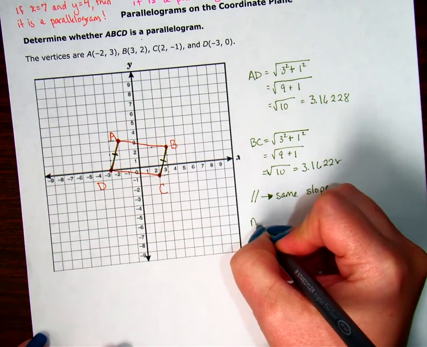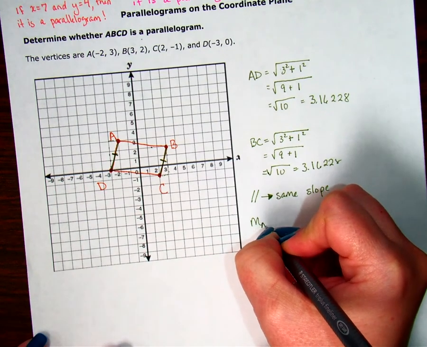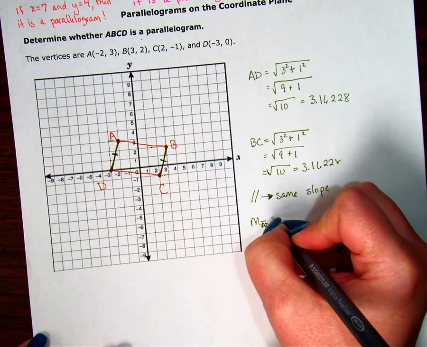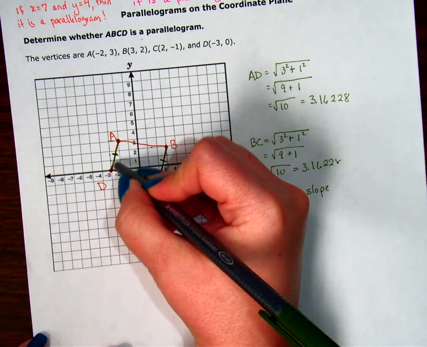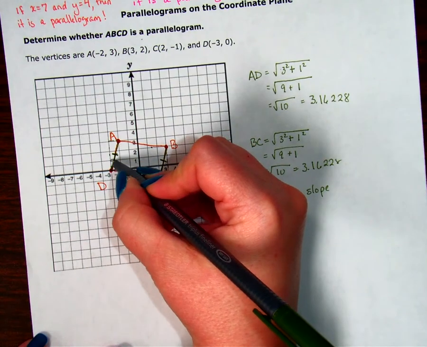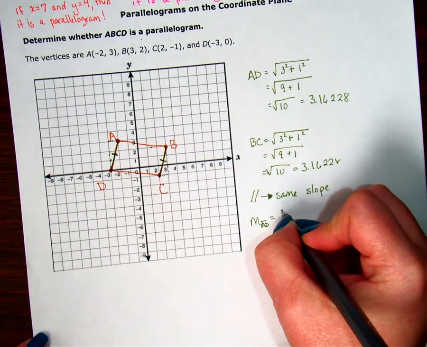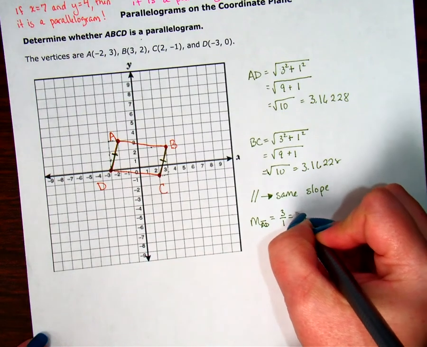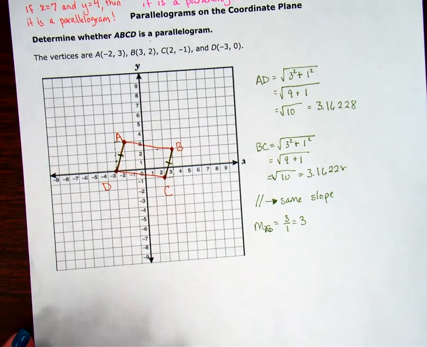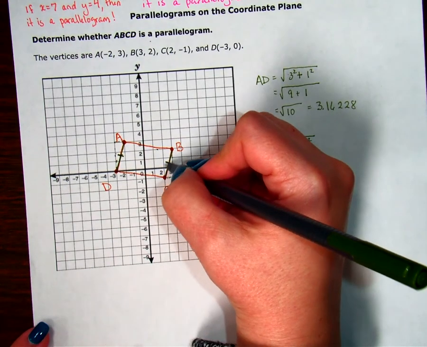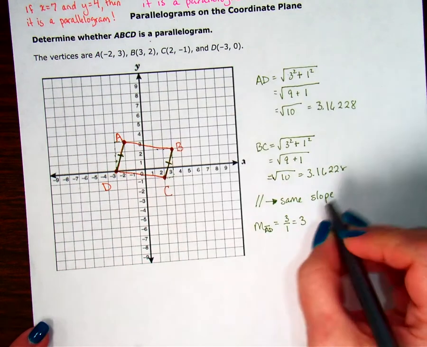So I need to know what is the slope of segment AD. I can tell it's positive because it's going uphill. I have to go up 1, 2, 3, and over 1. So up 3, over 1, it has a slope of 3.